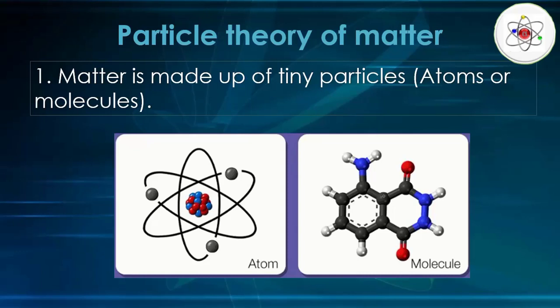And this is a molecule. Why is this a molecule? Because these are atoms, a single atom, another atom, another atom. These different atoms are bonded together to form a group of atoms called a molecule. So matter is made up of tiny particles, atoms or molecules.